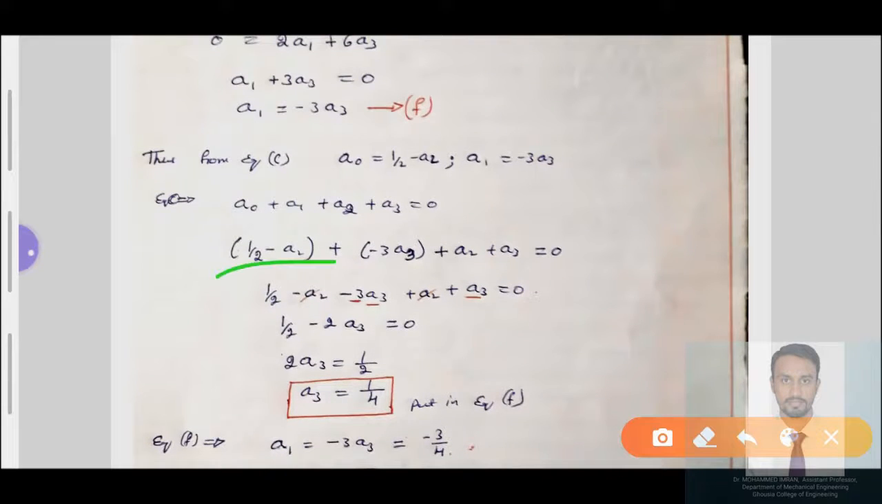Rearrange this equation: half minus a2 minus 3a3 plus a2 plus a3. Here minus a2 plus a2 will get cancelled. This equation remains only in terms of a3. We can check here: minus 3a3 plus a3 becomes minus 2a3 equals 0.